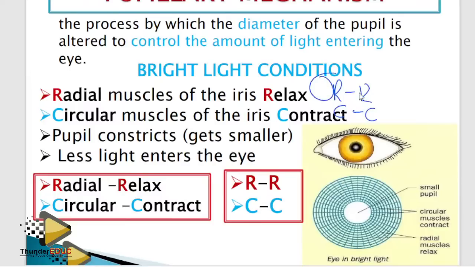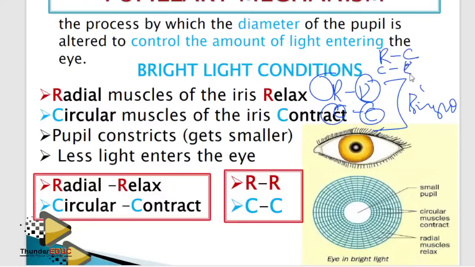So R, radial muscles relax, circular muscles contract. You don't mix things in bright light. You understand? That's why some people switch off their lights at night. Which people are those? I don't know. Why? Because they want to mix. They want to mix what? They want to mix R with C, C with R. Meaning that in dim light, people are mixing things up.